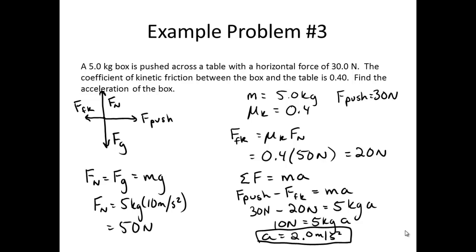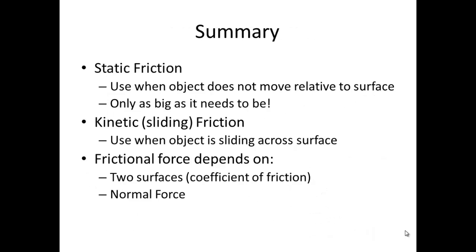So we can look at the net force, which must be equal to the mass times the acceleration. So our push minus the frictional force should be equal to the mass times the acceleration. So our push was 30 newtons minus the force of friction of 20 newtons should be equal to ma. So when we solve this, we get that our acceleration is equal to 2.0 meters per second squared.